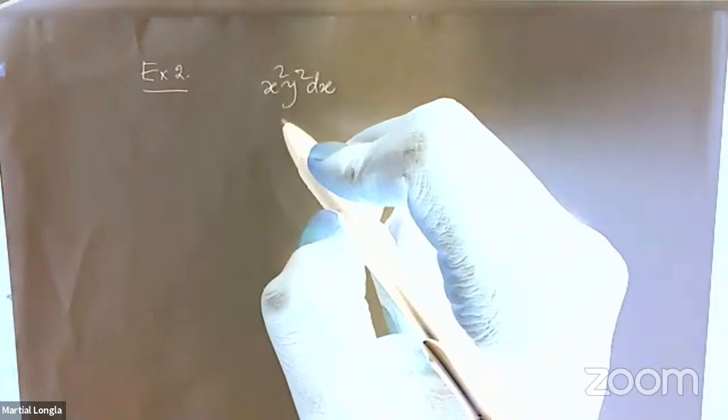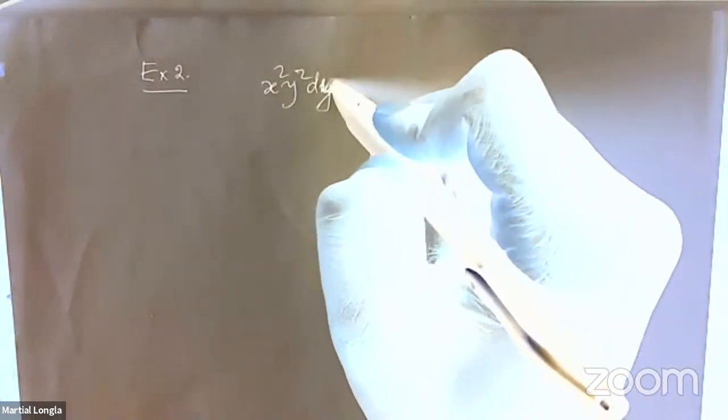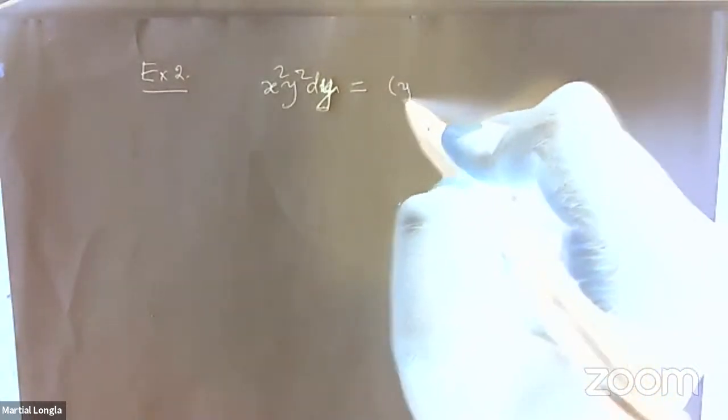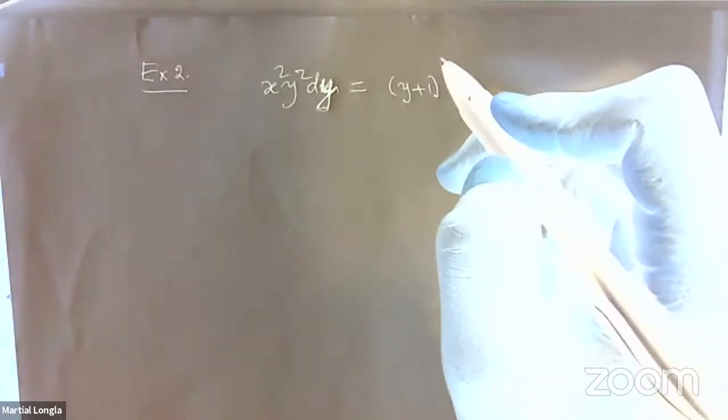So example 2, let's say we have x squared y squared dy equals y plus 1 dx.